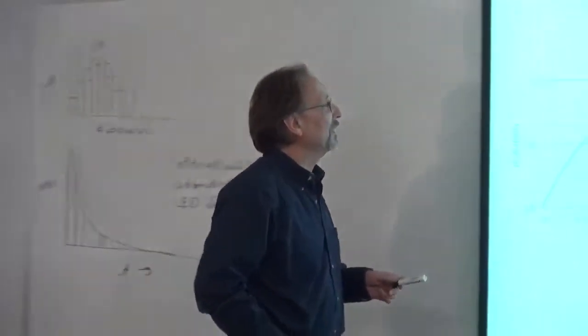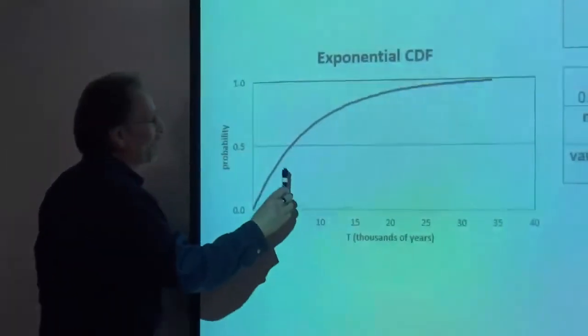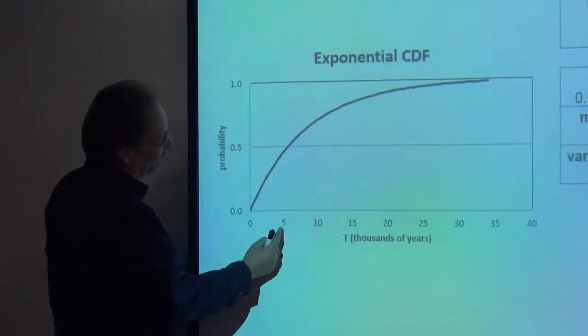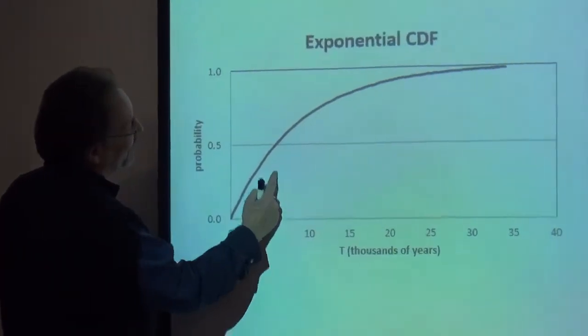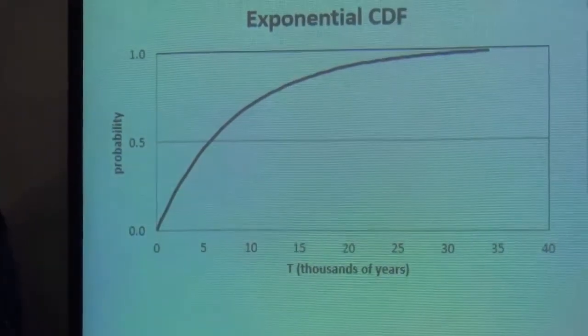This is the exponential CDF. 50% would have dissipated by the 5,735 years, whatever it is. You can see that that cross is about right there.